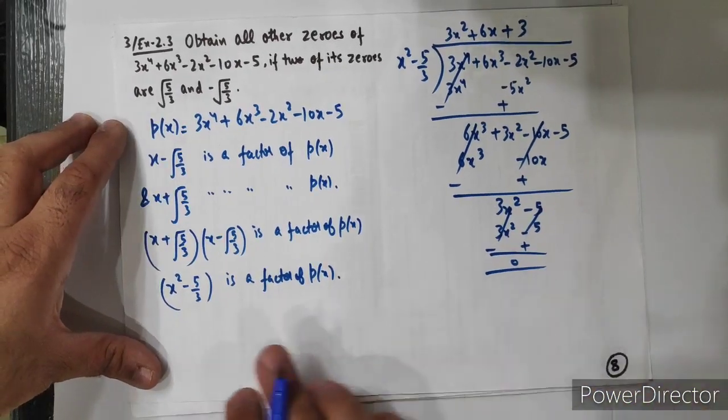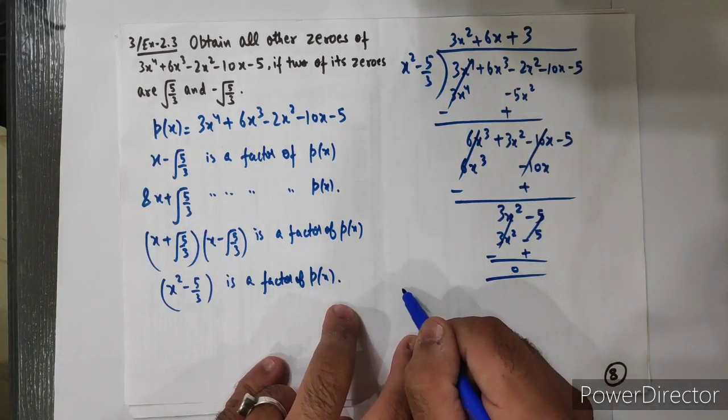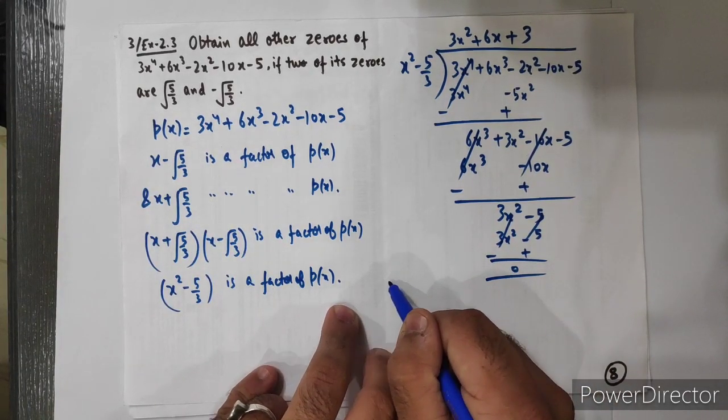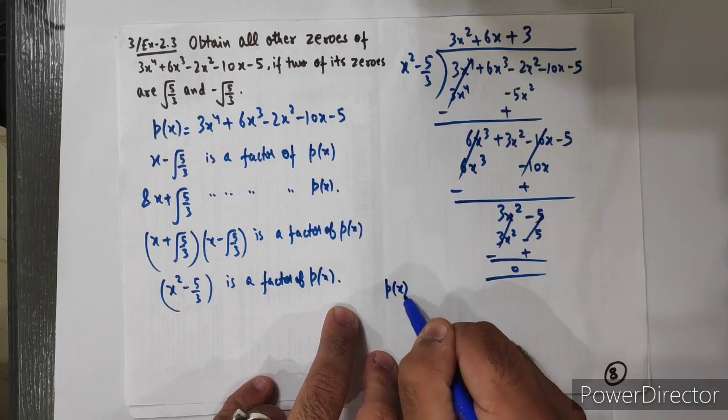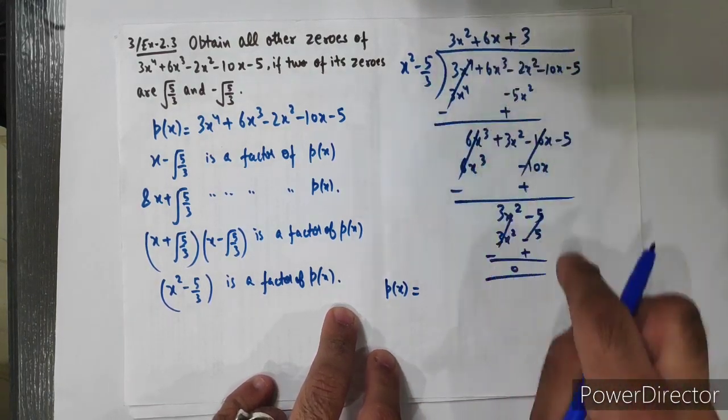It was already said that it is a factor of p(x), so remainder has to be 0. Now we can apply division algorithm here. So division algorithm says that dividend, which is p(x) here, is divisor into quotient plus remainder.